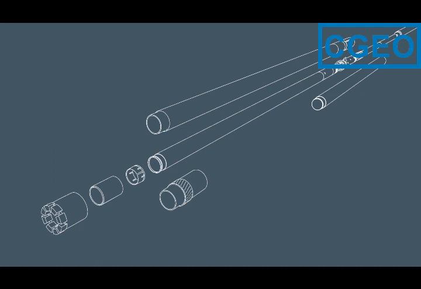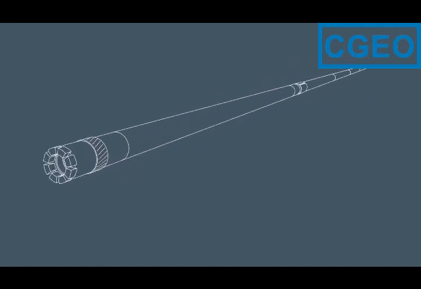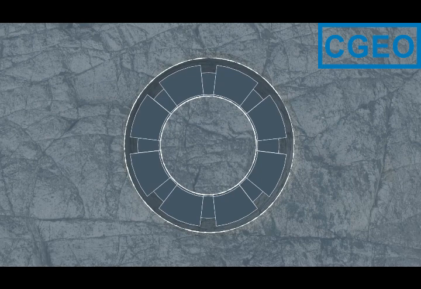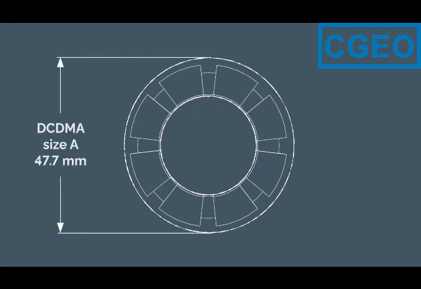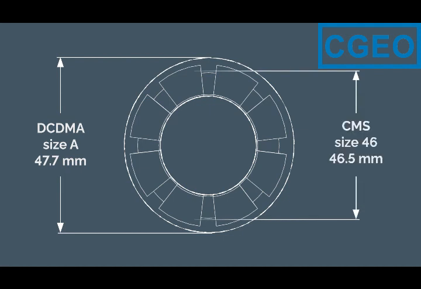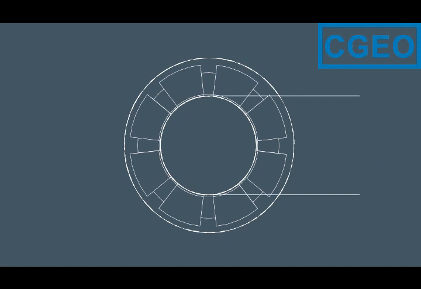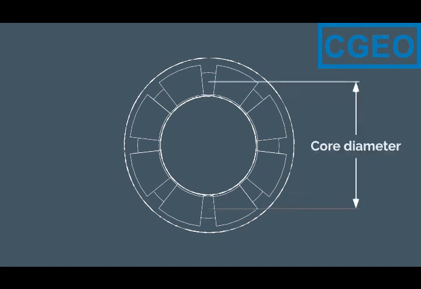The DCDMA system, as well as the CMS system, are based on a series of drill hole dimensions. In DCDMA standards, the size of the hole refers to letters, and in CMS, it refers to numbers. For DCDMA, size A has a 47.7 millimeter hole diameter, and for CMS, size 46 has a 46.5 millimeter hole diameter. The core diameter can vary depending on which type of core drilling system is used.